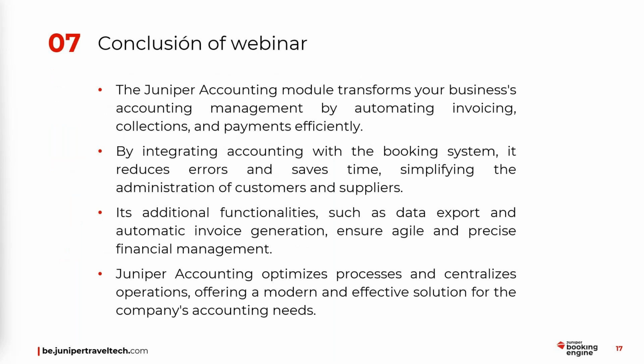So the Juniper Accounting module transforms your business accounting management by automating invoicing, receipts, and payments efficiently. By integrating accounting with the booking system, it reduces errors and saves time, simplifying the administration of customers and suppliers. Its additional functionalities, such as data export and automatic invoice generation, ensure agile and precise financial management. And Juniper Accounting optimizes processes and centralizes operations, offering a modern and effective solution for the company's accounting needs.